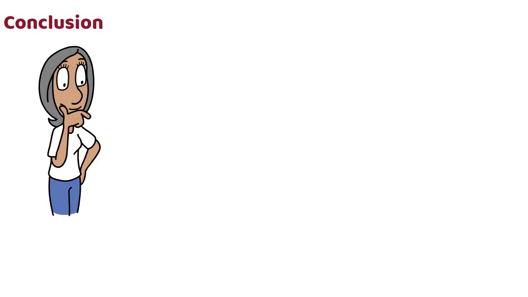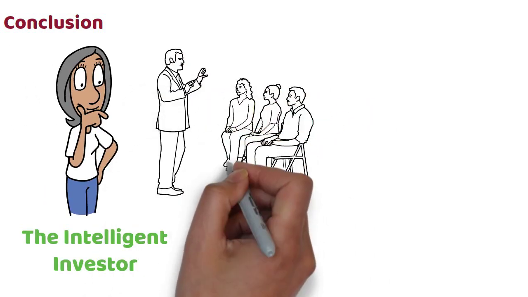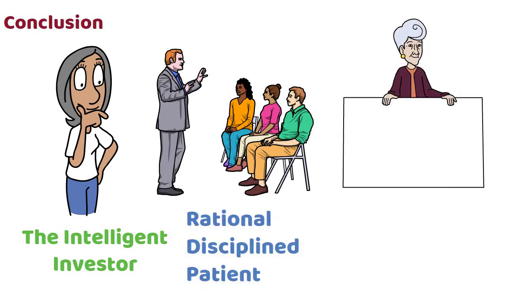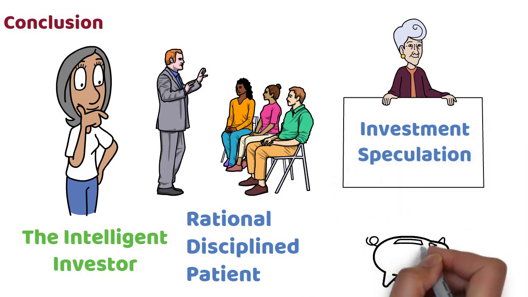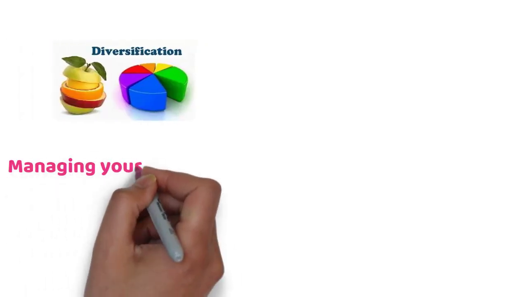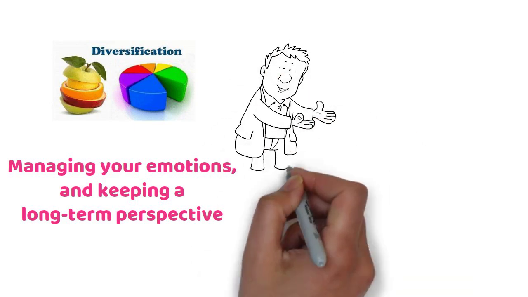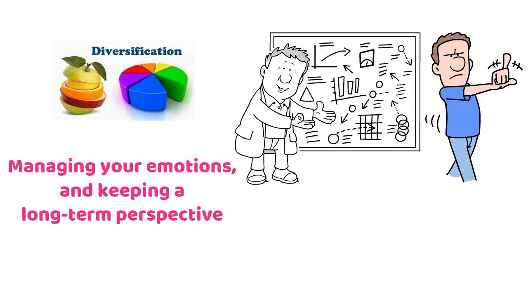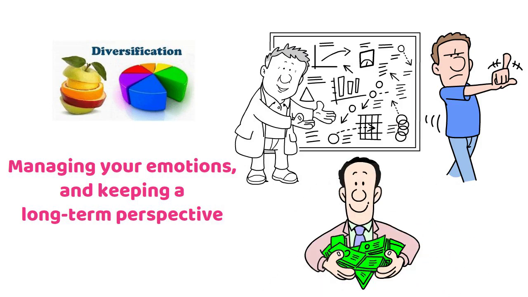So what can we learn from The Intelligent Investor? Benjamin Graham teaches us that successful investing is about being rational, disciplined, and patient. It's about distinguishing between investment and speculation, understanding the intrinsic value of your investments, and always leaving a margin of safety. It's about diversifying your portfolio, managing your emotions, and keeping a long-term perspective. By following these principles, you can develop an investment strategy that's not only smart, but also resilient, one that can help you achieve your financial goals regardless of what the market throws your way.